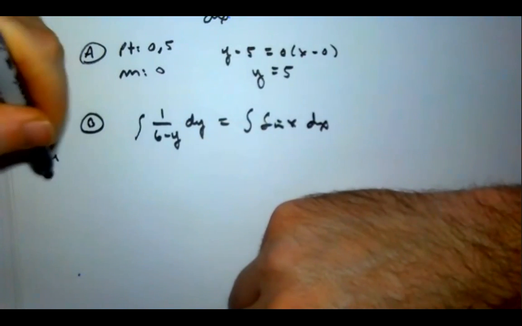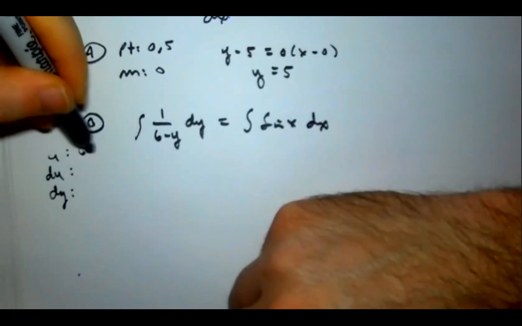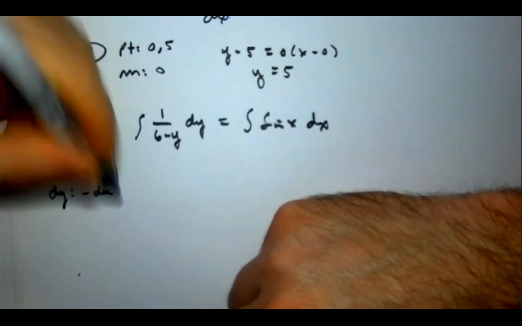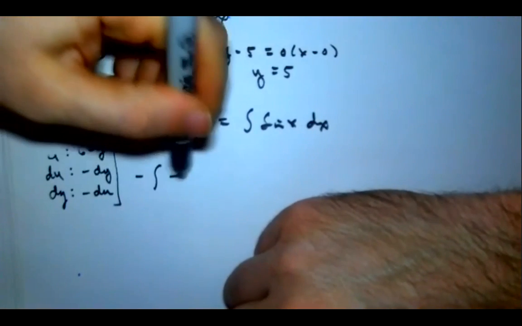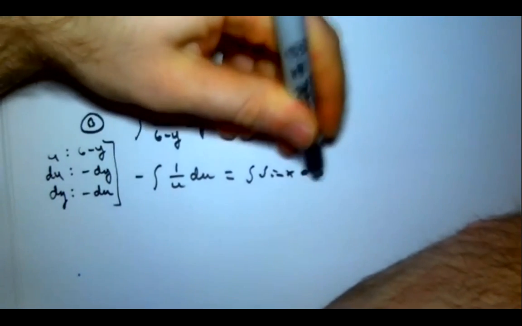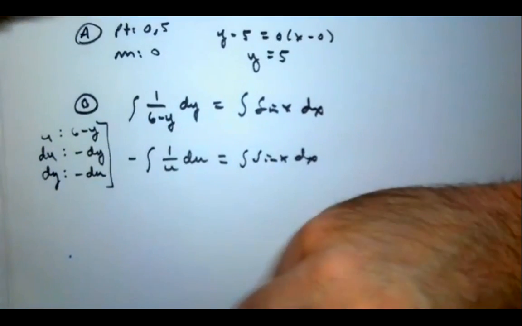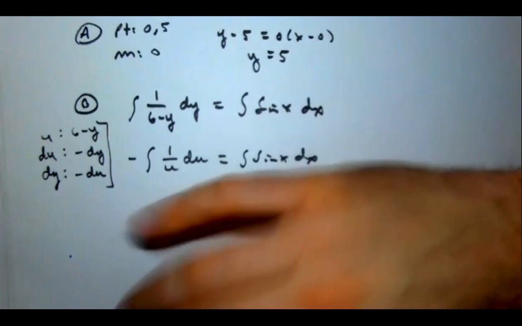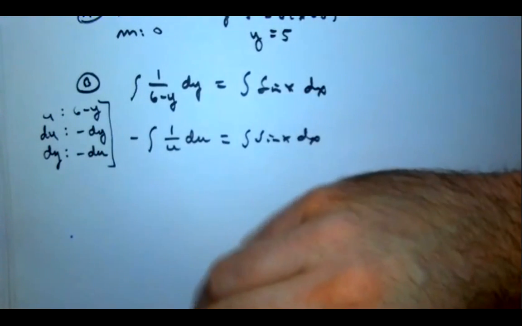So we're going to go u, du, dy. So u is 6 minus y, negative dy is du. Plugging that in is negative integral of 1 over u du is equal to the integral of sine x dx. Do we have any questions up to that point prior to integrating? So hopefully by this time, you're starting to get very familiar with this. It's very repetitive. That's a good thing.